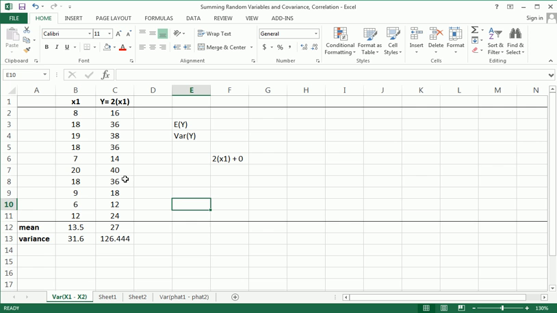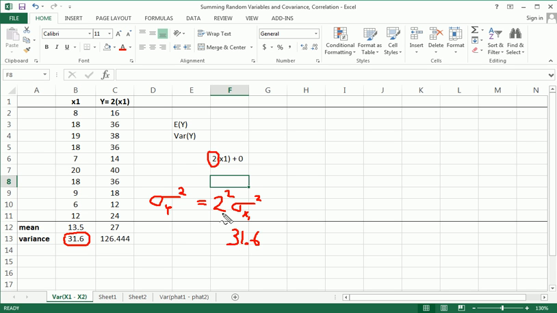So we know that the mean of y should be twice as large as the mean of x from what we learned on linear functions. And we know that the variance of y should be equal to the variable part of the linear function, which is 2, squared. So sorry, let's be very clear. The variance of y should equal 2 squared times the variance of x1.